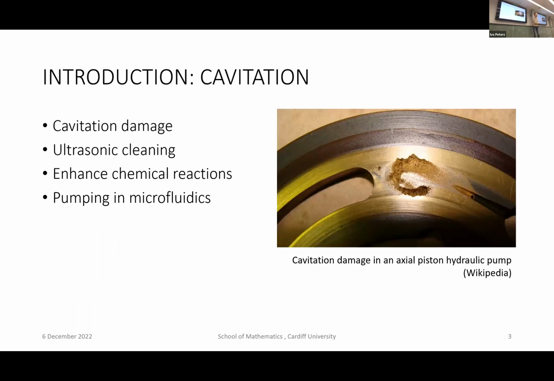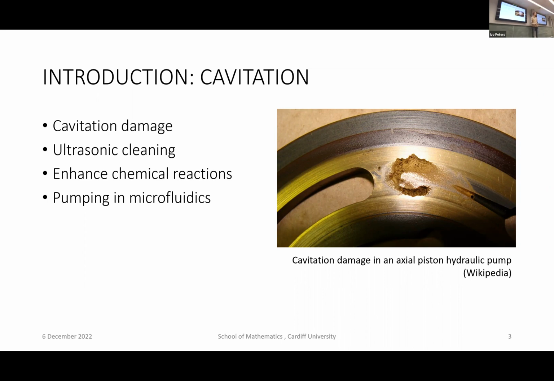As I mentioned, why do we care about bubbles? Cavitation has for quite a long time been seen as a problem because it can cause cavitation erosion. These bubble collapses can be very violent, and they can damage surfaces. This is an example of how an actual piston of a hydraulic pump is damaged by cavitation.